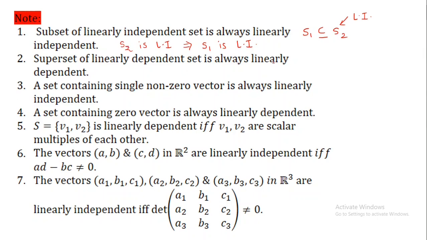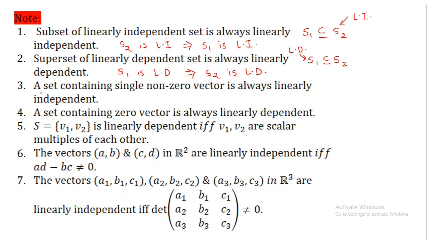Now what about superset? Again, if we have S1 as a subset of S2, and it is given that S1 is linearly dependent, then this note tells us that S2 is also going to be linearly dependent. This S2 is called a superset of S1.